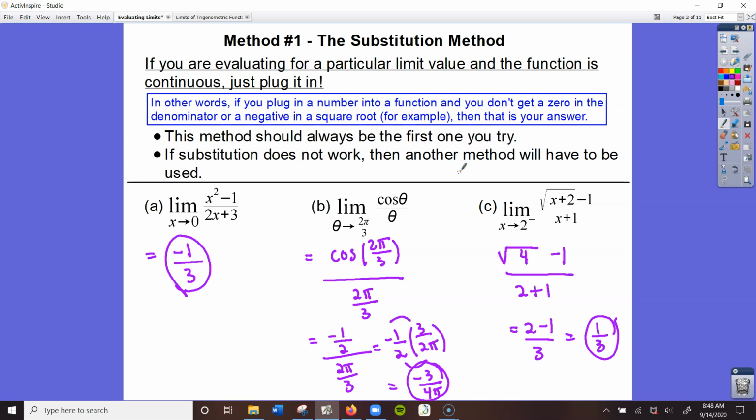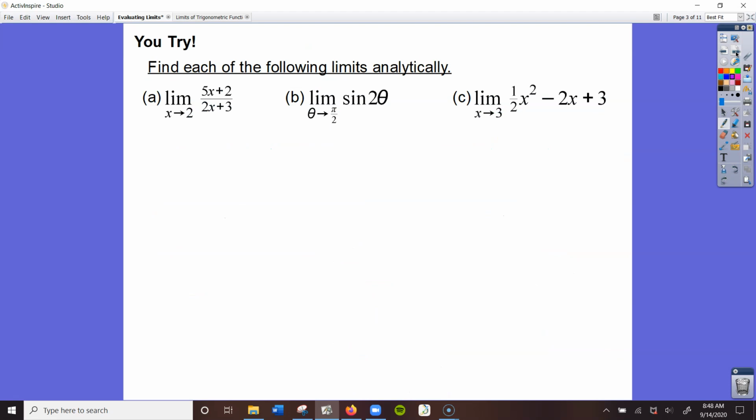Now the substitution method should always be the first one that you try because it's the easiest one, and as long as you can plug it in and you get an answer, that would be your limit value. But if the substitution does not work, there are other methods. Before we go ahead and do that, let's just continue practicing the substitution method.